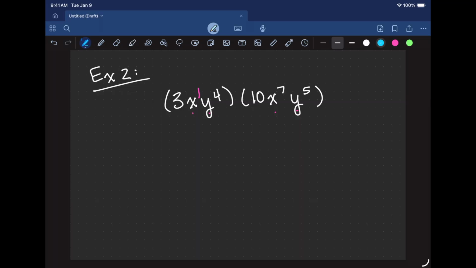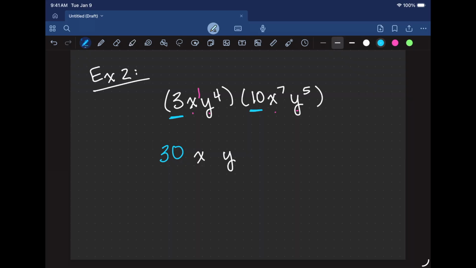So now we're going to go back and look at those coefficients. So my coefficients are 3 and 10. So remember, we multiply those large numbers. So we're going to have 3 times 10, which is 30. And then I'm going to go ahead and write down all the bases that I see. So I see that we have the variable x, and I see that we have the variable y. So I'm going to leave those here and now find the exponents that I need for each of those.